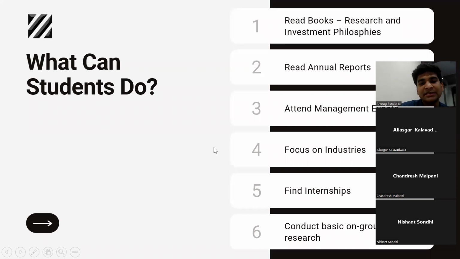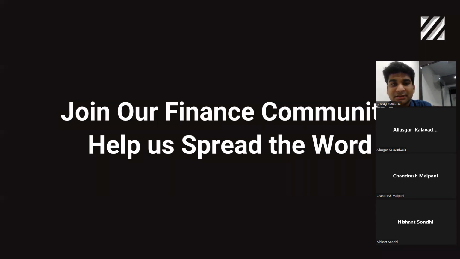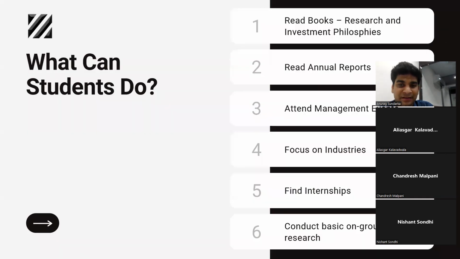And these are the activities, steps that must be done to create a career as an equity research analyst. So with this, we will wrap up the discussion for the day. Any question, would love to take the questions in the chat section.